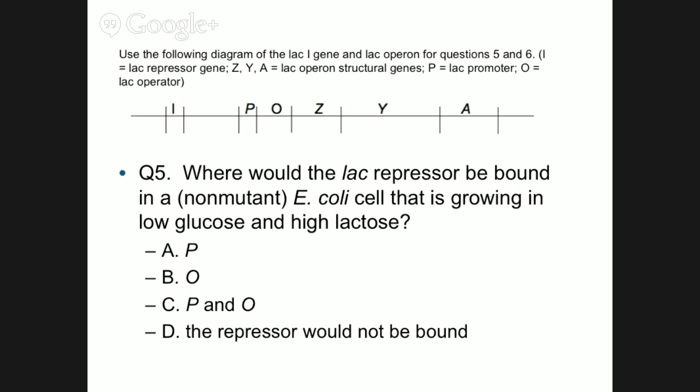The lac operon basically controls the breakdown of lactose. So if you're in a state of high lactose and low glucose, intuitively you would want the enzyme that breaks down lactose to be expressed. As a result, you don't want to repress it, so the repressor is not bound. So D would be the correct answer. Okay, that's clear. Thank you.